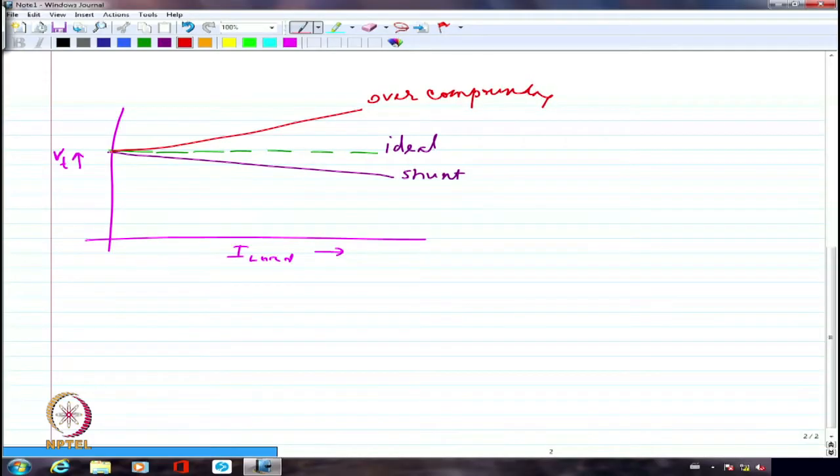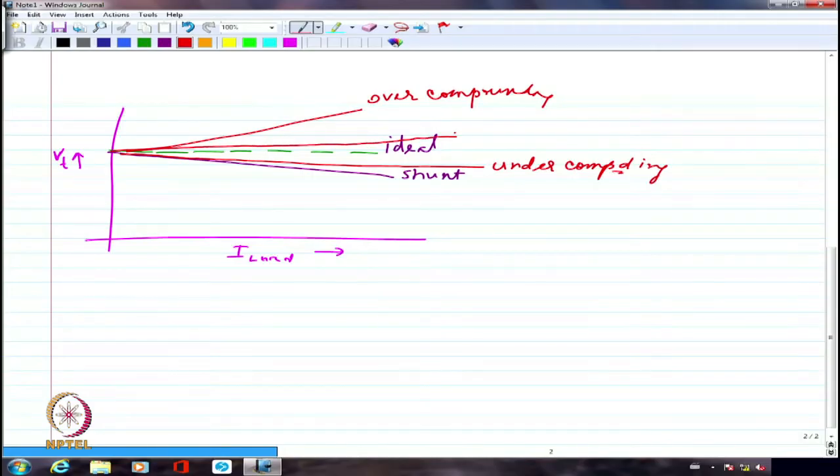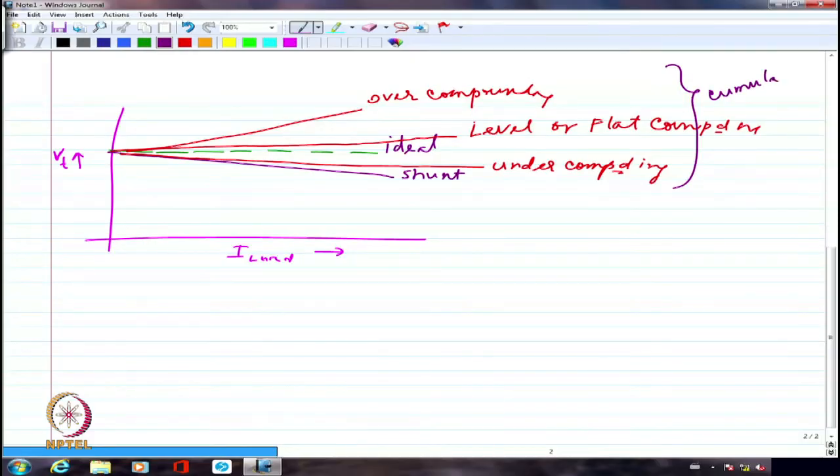Whereas I may have somewhere in between the shunt configuration and the actual ideal configuration or level compounded configuration, we will call this under compounding. Whereas if I am having the compensation in such a way that it is very close to the ideal characteristics, which will actually have the terminal voltage fairly constant irrespective of the load that I am putting on the machine, then I may call this level or flat compounding. So these three actually come under the category of cumulatively compounded generator. So cumulatively compounded generator indicates that the series and shunt are always in the aiding configuration.